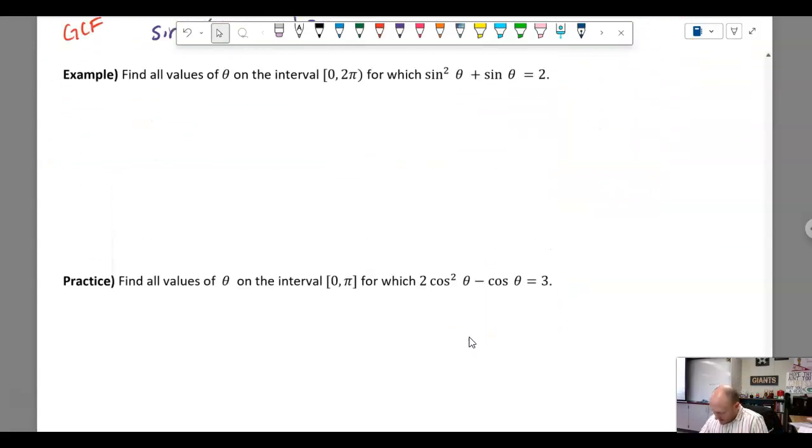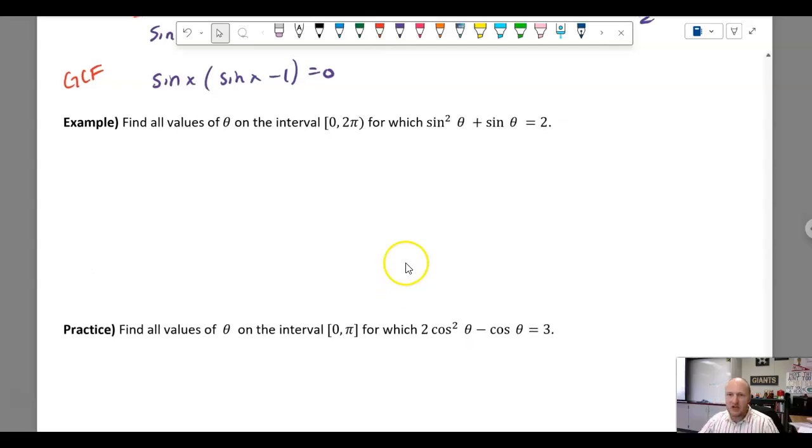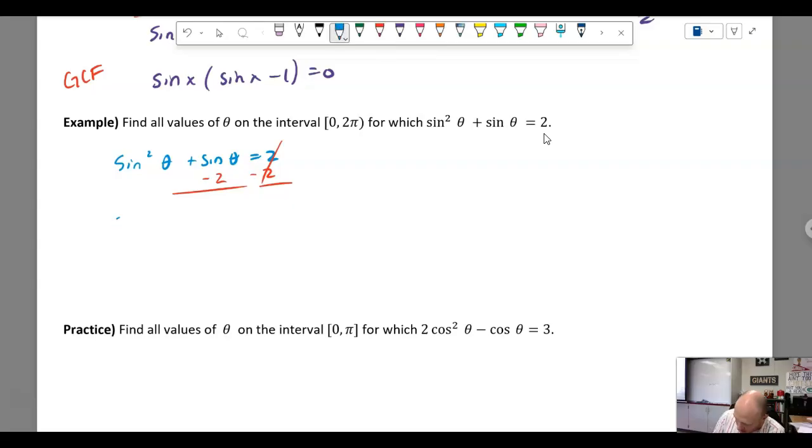Let's go ahead and look at our last example. Here it says find all values of theta on the interval 0 to 2 pi for which sine squared of theta plus sine of theta equals 2. So again, I have a quadratic structure here. What I'm going to do is move this 2 over to the other side. I'm going to subtract 2. Okay, so this cancels, and now I have a statement that looks like this.